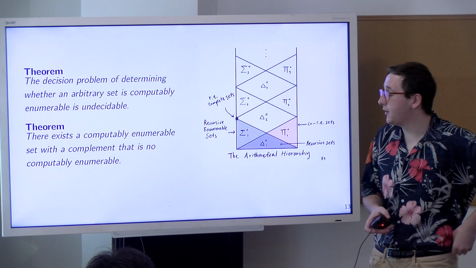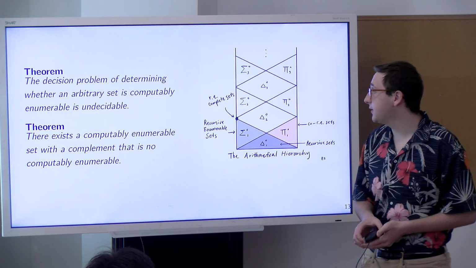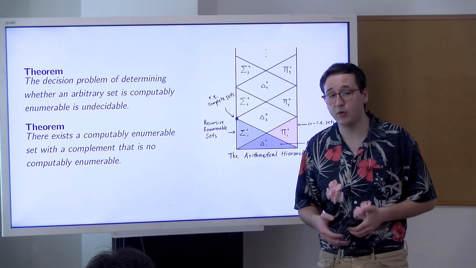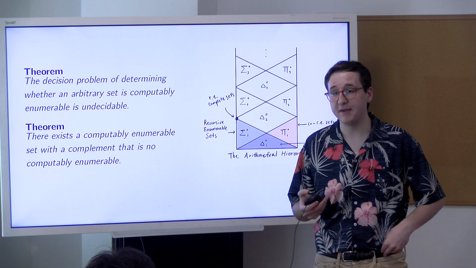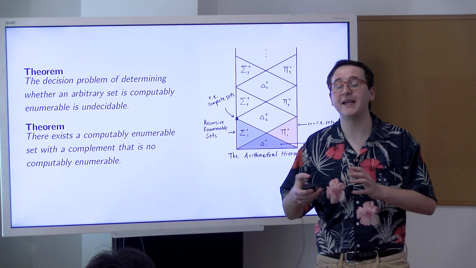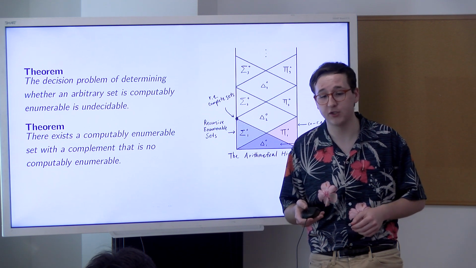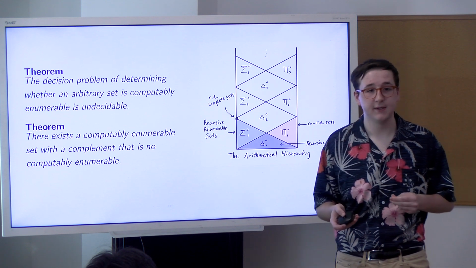Okay, here are two important facts about computably enumerable sets. The first is that the decision problem of determining whether an arbitrary set is computably enumerable is undecidable. That means if I give you a set, there is no algorithm which determines whether it is computably enumerable. Does that make sense? Okay.